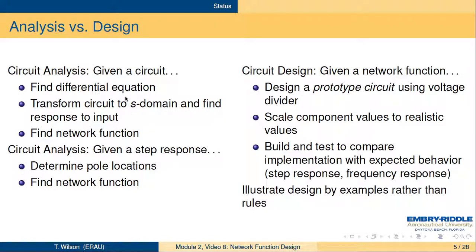And we're going to do this by example, on a sort of tutorial basis. You could go through every possible first order network function and figure out a set of rules given the relative sizes of the pole location and zero location. But it's really more fun just to do these things by hand, by letting them tell you what you need to do when you get the network function. So we're going to do these by examples.